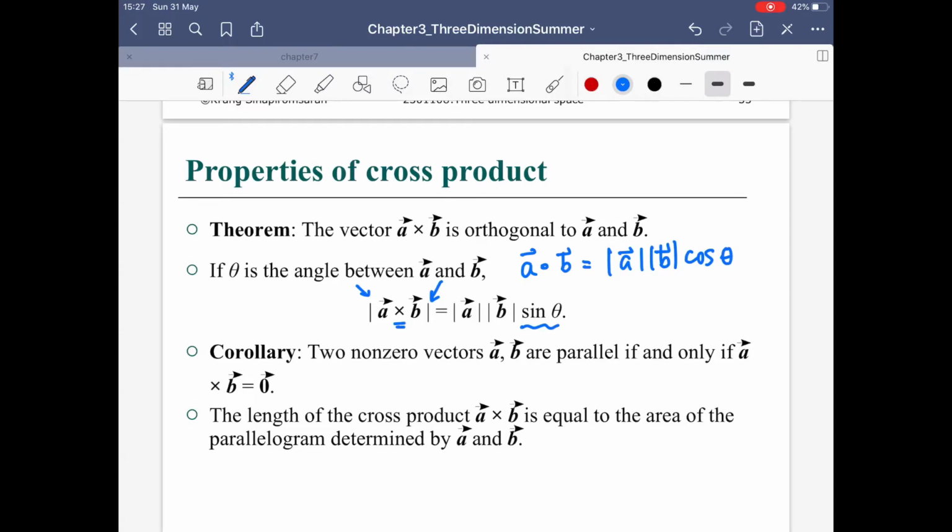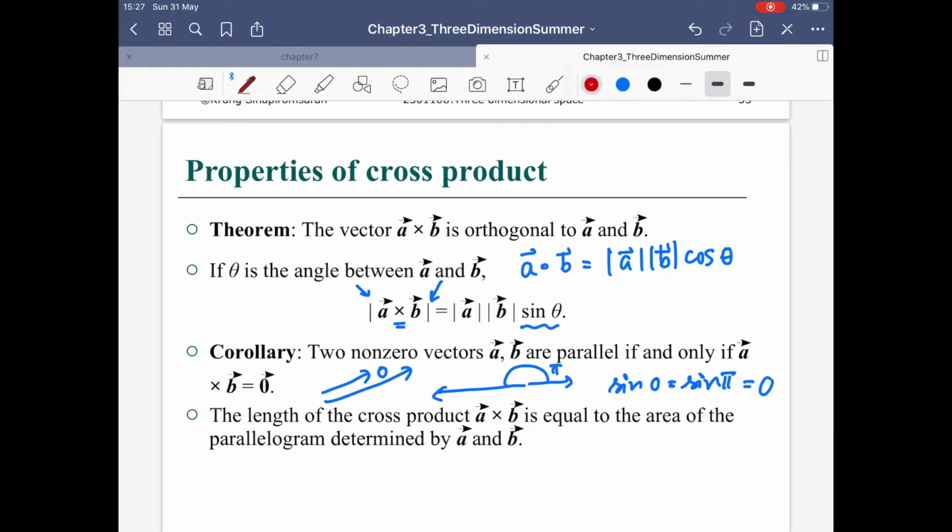And because of the sine theta, we know that two vectors are parallel to each other if your A cross B becomes 0. Why is that? Because if they are parallel to each other, sometimes it goes like this, so the angle between them is 0, but sometimes it may go like that, so the angle between them is pi. So either sine of 0 or sine of pi, they are all 0. So if they are parallel, then the cross product is 0.